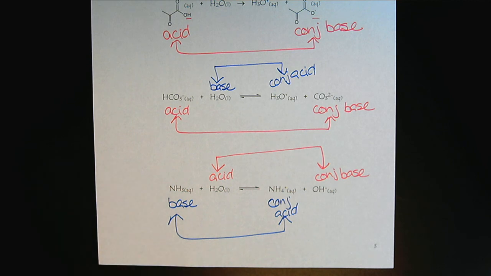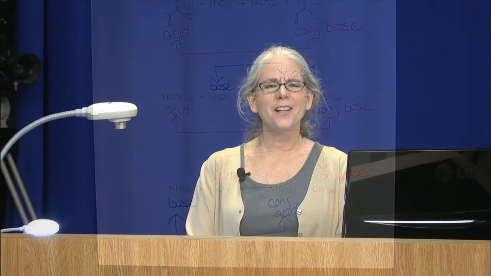All right, that concludes our tutorial on the Bronsted-Lowry definition of acids and bases and the idea of conjugate acid-base pairs. Please take a little time right now to work a few homework problems to reinforce your understanding.